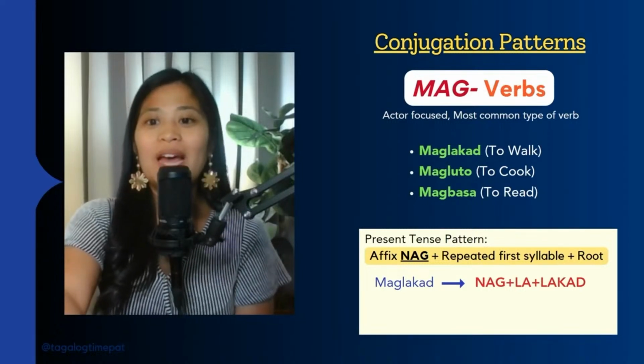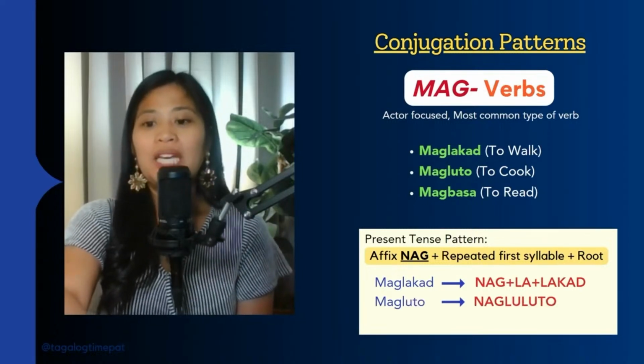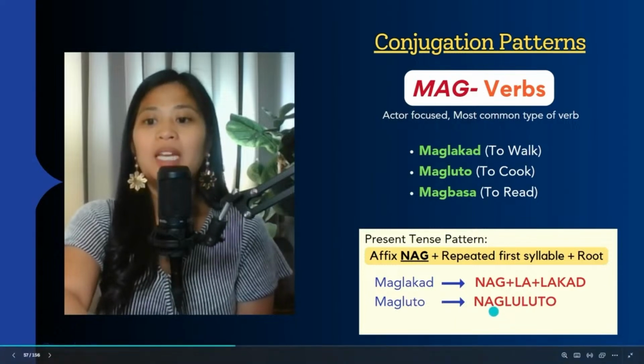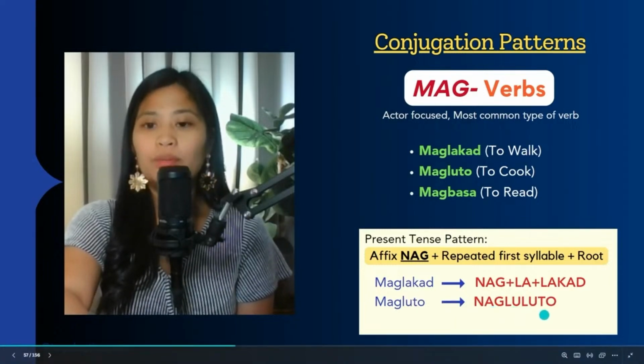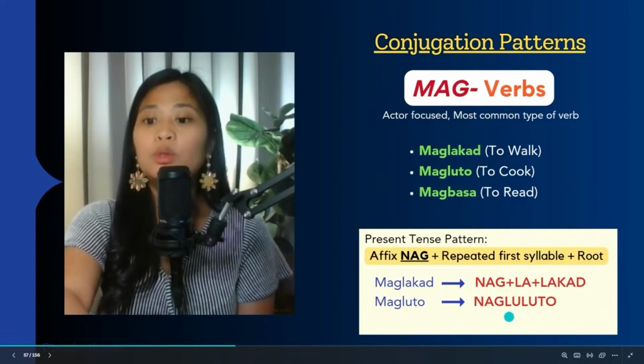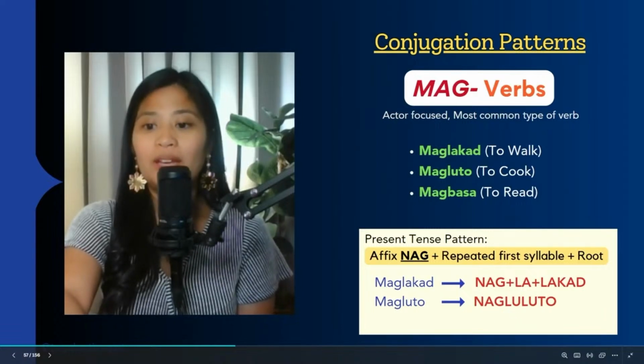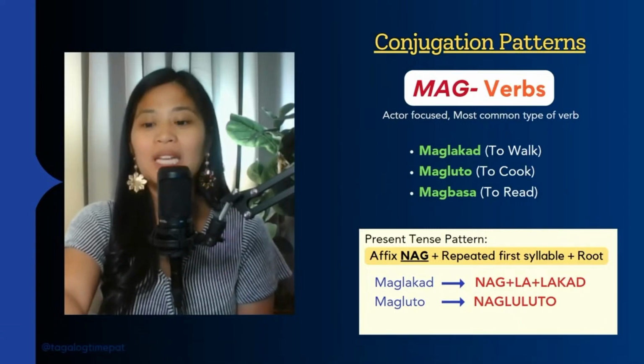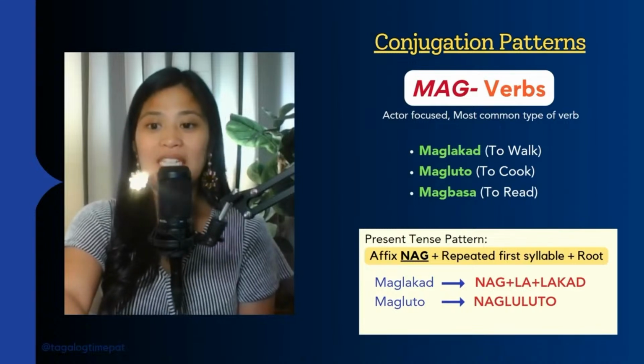Alrighty, let's take a look at magluto, to cook. In the present tense, it becomes nagluluto. Here's the affix nag, then there's the repeated first syllable, and then the root. Nagluluto sila, they are cooking. Nagluluto. Lastly, magbasa, to read.